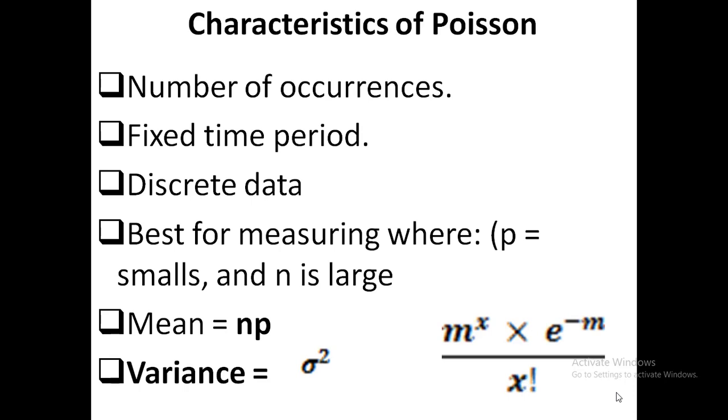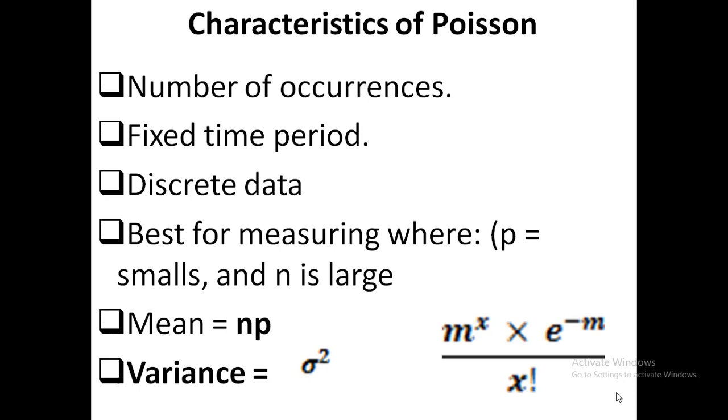For occurrence here, the researcher has done completely nothing to cause the results to happen. So nothing has been done by the researcher to cause the results to happen. That's occurrence. Things are happening by themselves. The other characteristics of a Poisson are that a fixed time period will be given, and also Poisson probabilities are calculated for discrete data.